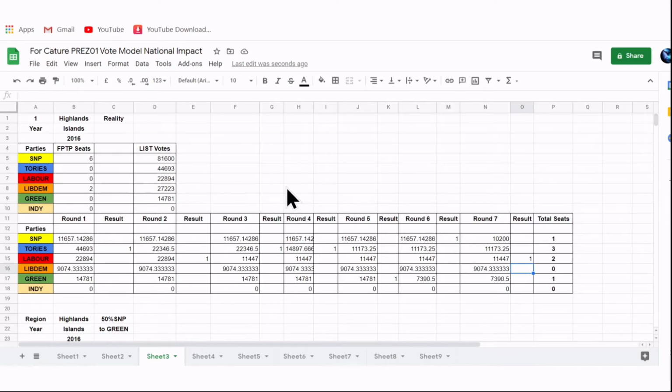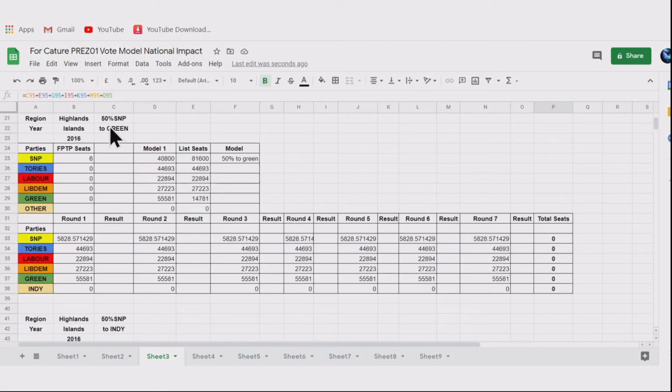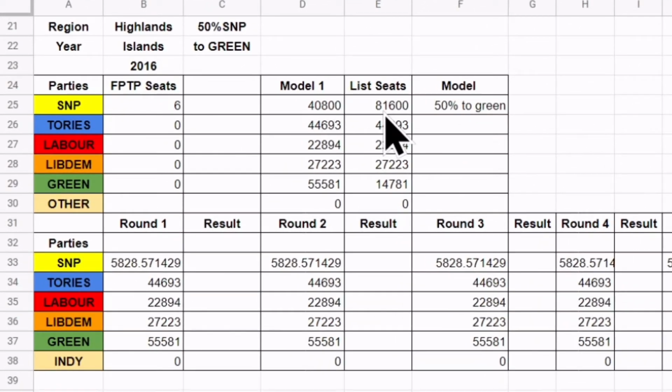But let's go through the rest of the models just now for this, which is the 50% of the SNP votes going to the Green Party. So this would be an over-exaggeration of SNP 1 and 2. Okay, so SNP started with 81,600 votes. So we divide that by 2, which gives us 40,800. And then we add that on to Green's total votes, which will give us 55,581.